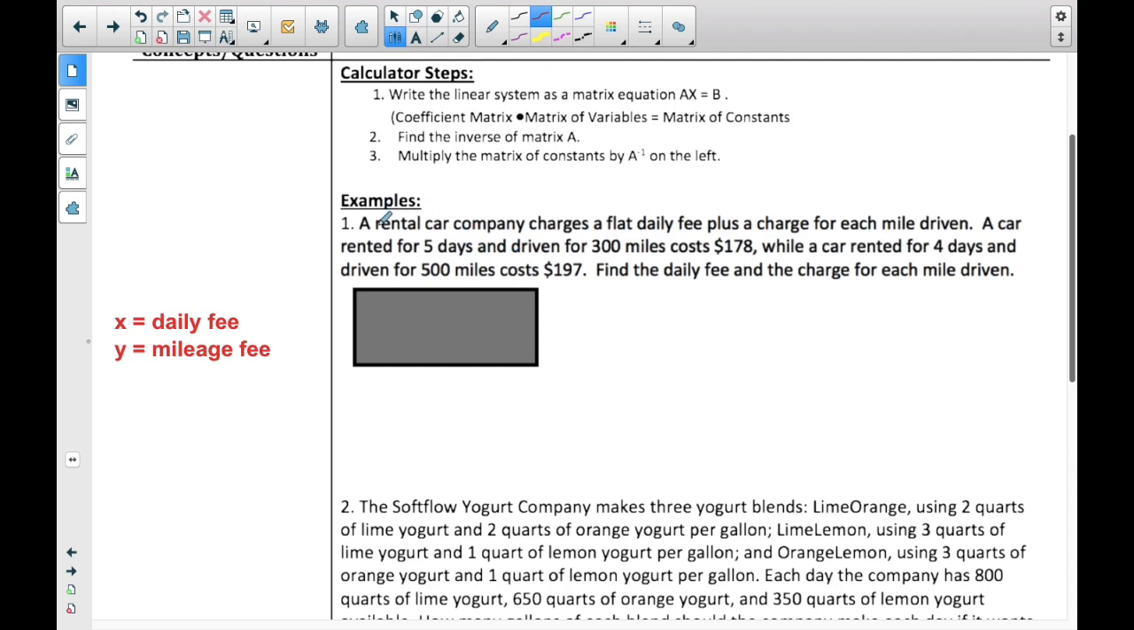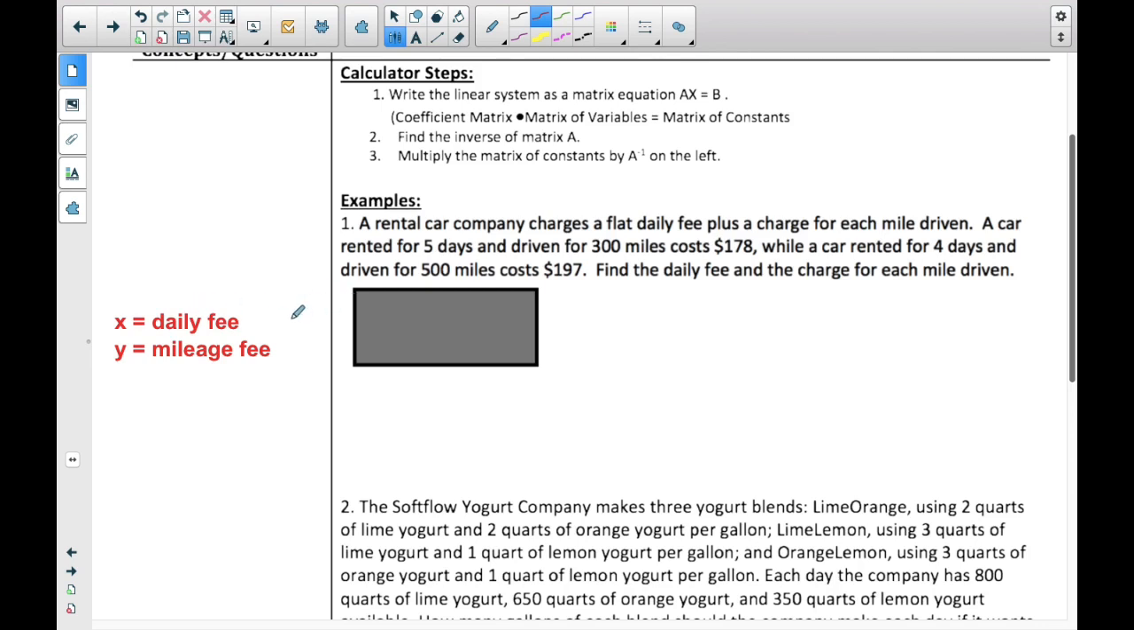So here's our first example. A rental car company charges a flat daily fee plus a charge for each mile driven. A car rented for 5 days and driven for 300 miles costs $178, while a car rented for 4 days and driven for 500 miles costs $197. Find the daily fee and the charge for each mile driven.